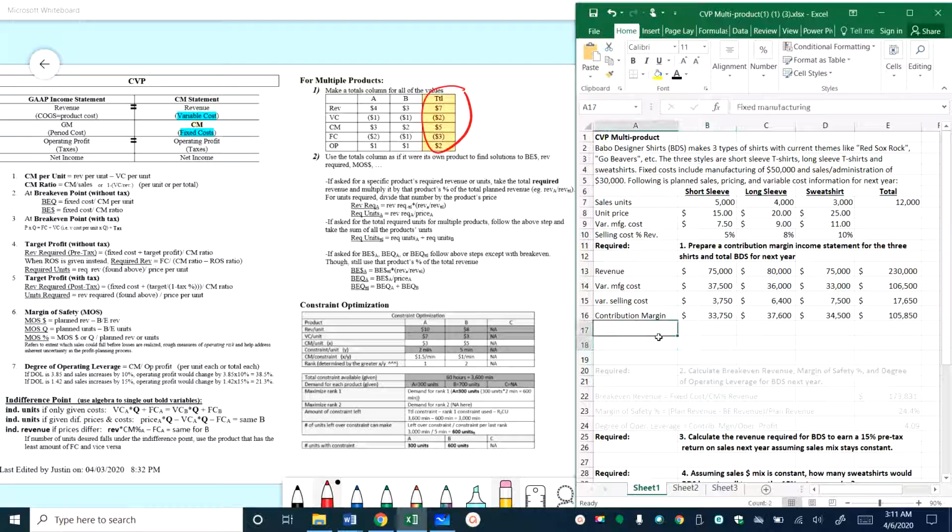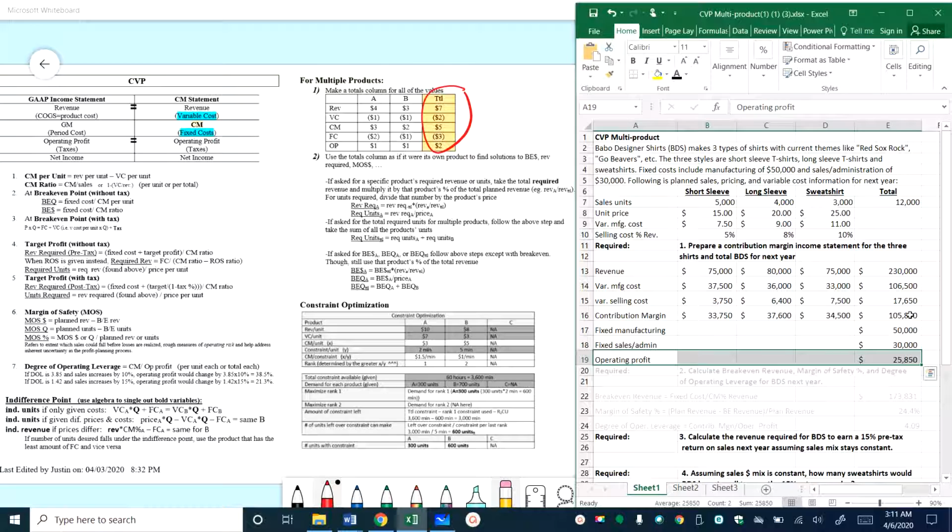Next, you have your fixed costs, which add up to 80,000, which can then get you your operating profit of a total of $25,850. Now this next section you guys can do on your own time, but just to save time, I'm going to kind of skip through it. It's just asking for break-even revenue, margin of safety percent, and degree of operating leverage. So here are the answers for that.